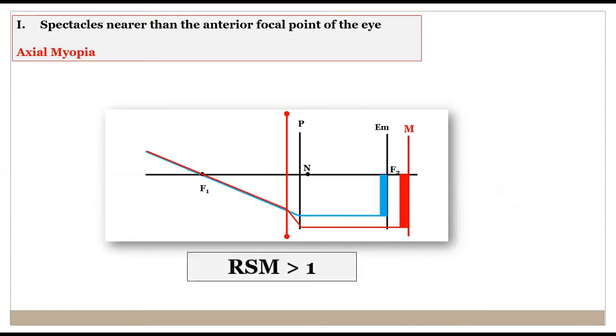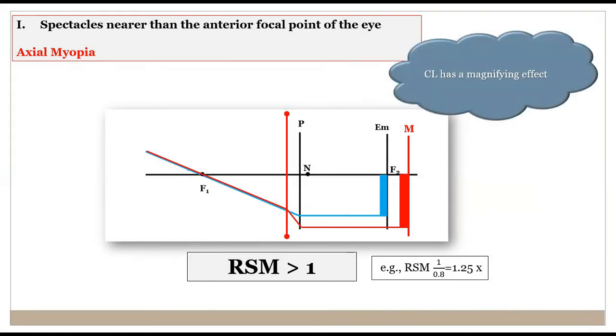So the RSM here is more than 1. And this is just an example for the corrected myopic image, suppose it is 1, and the emmetropic image is 0.8. So we have RSM of 1.25. In summary, in axial myopia, if the correcting lens is worn nearer to the eye than the anterior focal point, the image size is increased, and the relative spectacle magnification is therefore greater than unity. And that's why we say contact lenses in axial myopia have a magnifying effect.